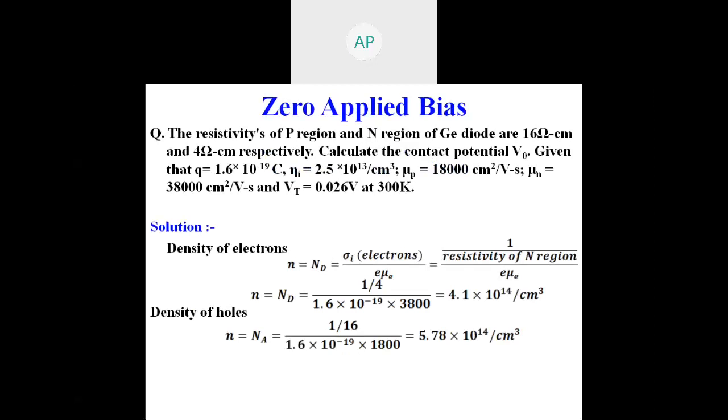Now, plugging all these values in, we have found the density of electrons as well as the density of holes. So if you plug all these values into the contact carrier potential expression, labeled as V_0, it is equal to V_T times the log to the base e of the density of holes times the density of electrons divided by the intrinsic constant n_i squared, which is given by this expression.